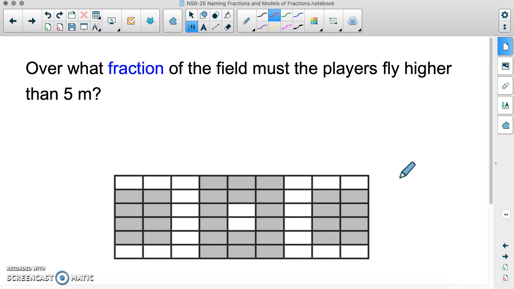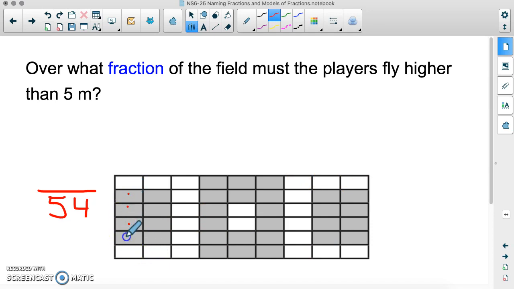So first of all, we need to find out how many parts there are of the field in total. So we see that 1, 2, 3, 4, 5, 6 squares by 1, 2, 3, 4, 5, 6, 7, 8, 9. 6 times 9, so there's 54 areas of the field in total. So we're going to put that on the bottom number of our fraction because there's 54 total squares in this diagram.